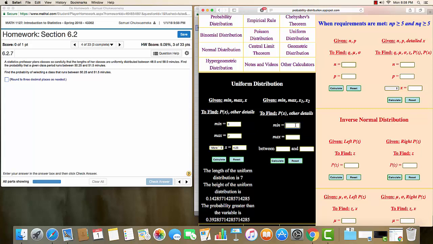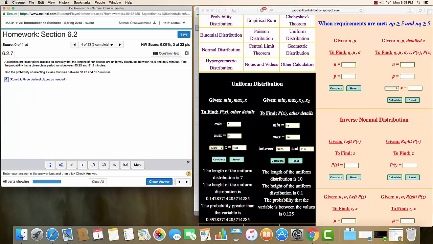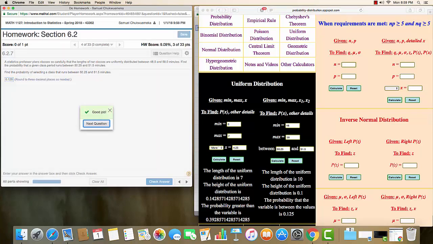So here, from the question, the minimum is 48.0, which is 48. The maximum is 58. And between 50.25 and 51.5. Enter. So the answer, the probability is 0.125. We put it here, 0.125. Okay.